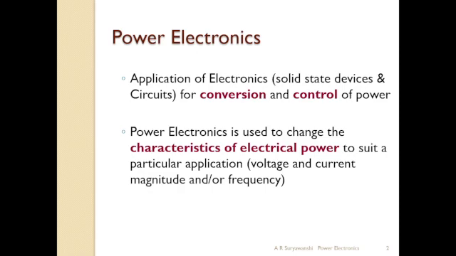That means whatever input power you have, AC power or DC power, that can be converted into the required power as per the load, as per the application. For example, if your load is a DC motor and the source is a battery, then you need to convert fixed DC into variable DC. If the source is a battery and the load is an AC motor, then you have to convert that DC power into AC power, something like that.